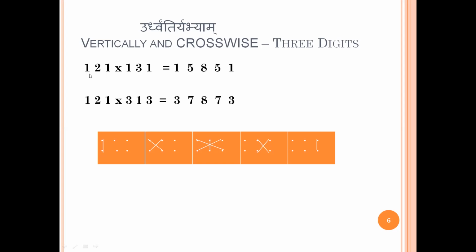Now try to solve this on your own. Do you have paper and pen? Yes. Solve 121 and 131, and tell me the steps. 1 ones are 1, then 1 into 3 plus 1 into 2 gives 5. Then 1 into 1, 1 into 1 makes 2, and 3 twos are 6, 6 plus 2 is 8. Then 2 into 1, 1 into 3, so 3 plus 2 is 5. Then 1 into 1 is 1. The answer is 15851.